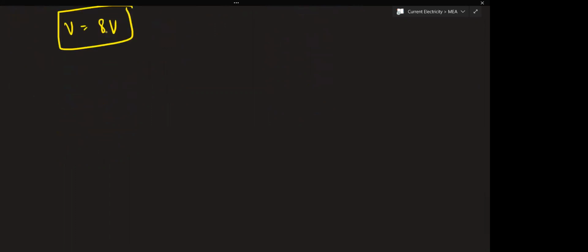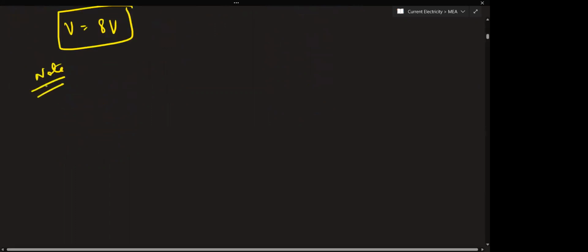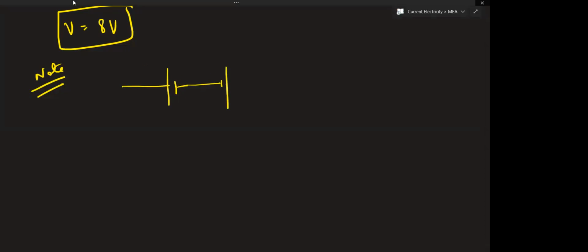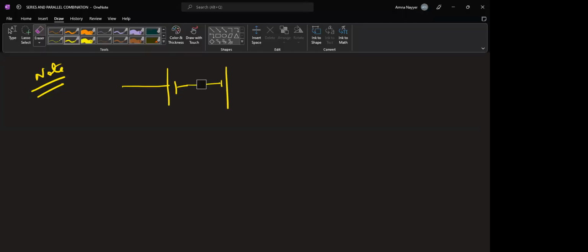Add one more note point. See, in this, all the cells were connected in the same direction. What if I reverse a cell? For example, I have reversed this, and it means negative terminal is connected to the negative terminal. Let's add a resistance also in between.